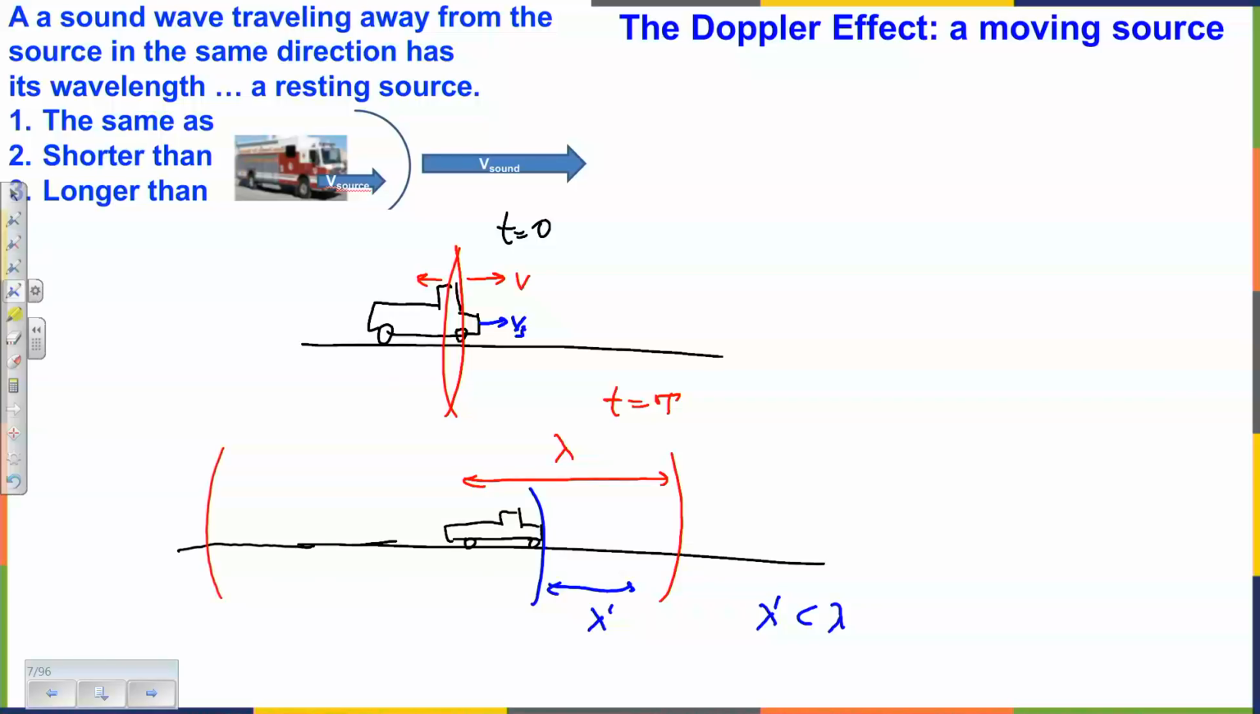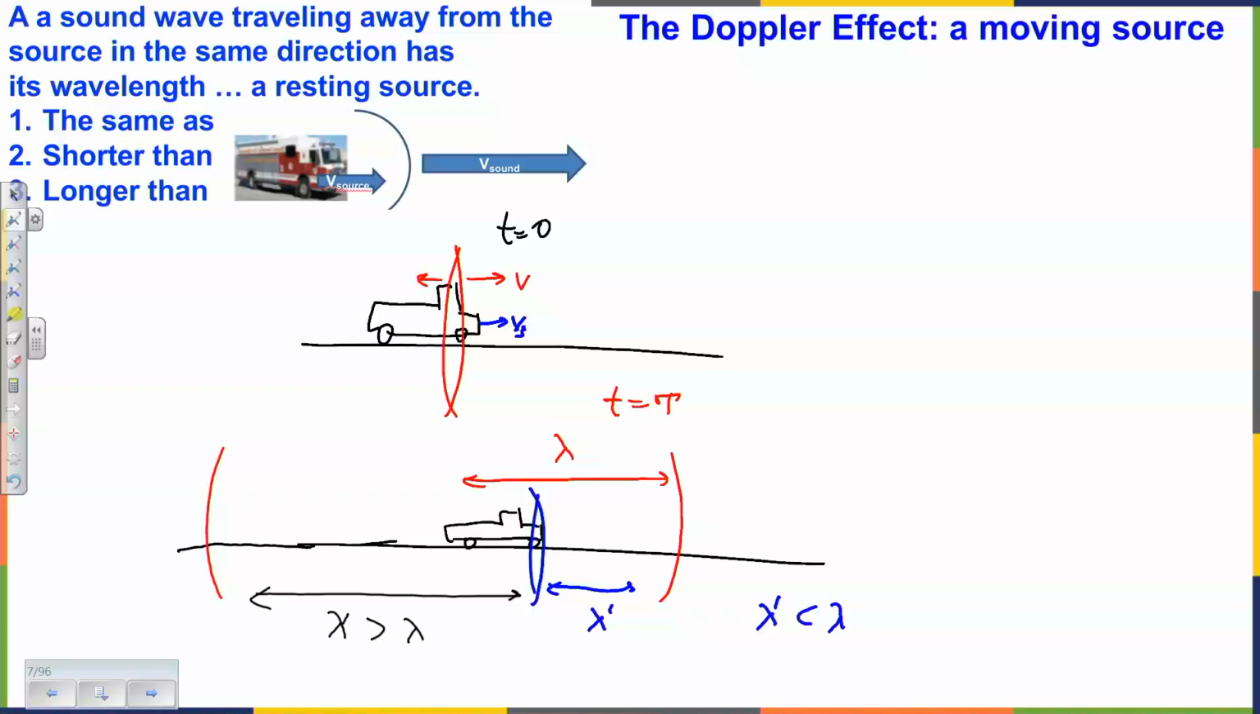And of course, when the sound source makes the next pulse in one period, we have a new distance between the consecutive fronts. That new distance represents the new wavelength, which now is actually greater than the wavelength of a resting source.